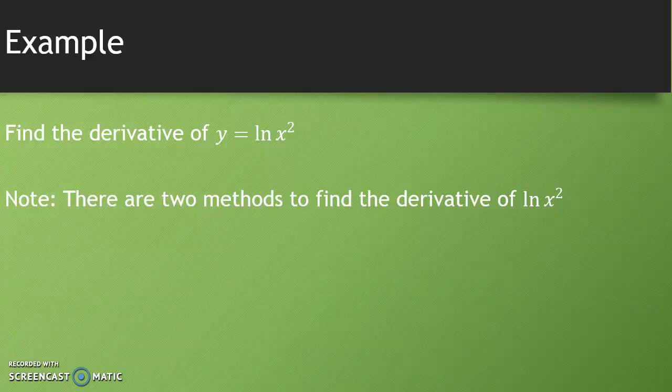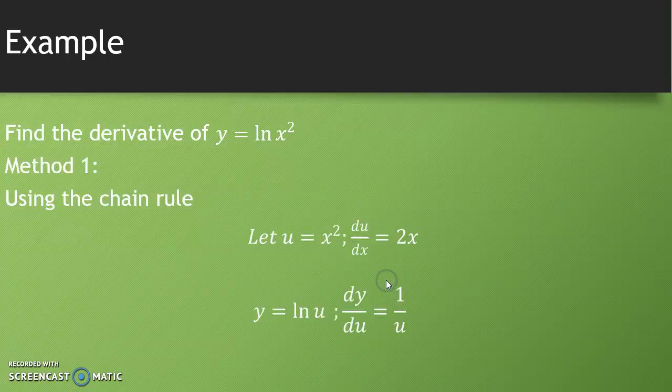Now this is the final example we're going to look at. We're going to find the derivative of log x squared. There's a couple of methods we can go about finding this, and I'm going to run through both of them. The first is probably what we're more familiar with, and that's using the chain rule. Again, we only know the derivative of log x where there's no additional power, so we're going to need to use the chain rule.